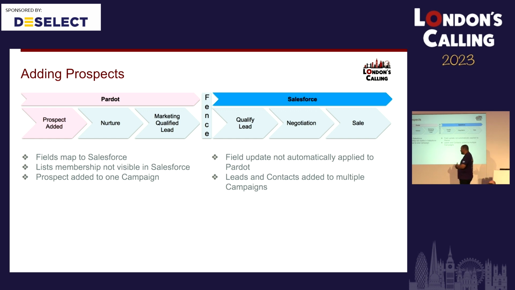Other things to note is that list memberships are not visible in Salesforce. And with campaigns, prospects are added to one campaign, whereas in Salesforce, we don't see lists at all, and leads and contacts are added to multiple campaigns. It's sort of a different model, and we'll be looking at those different models as we go along. So that's adding a prospect.